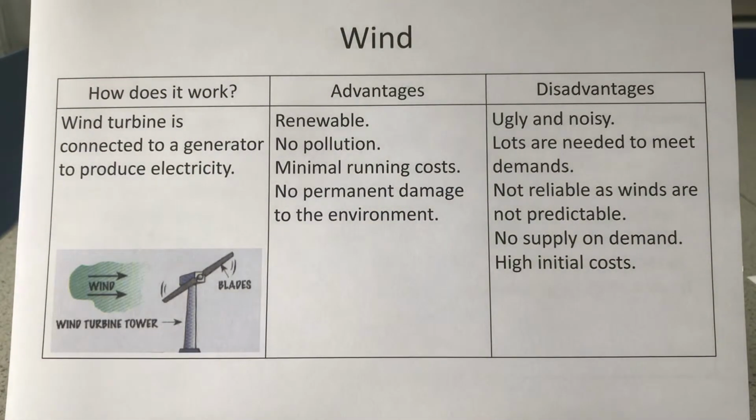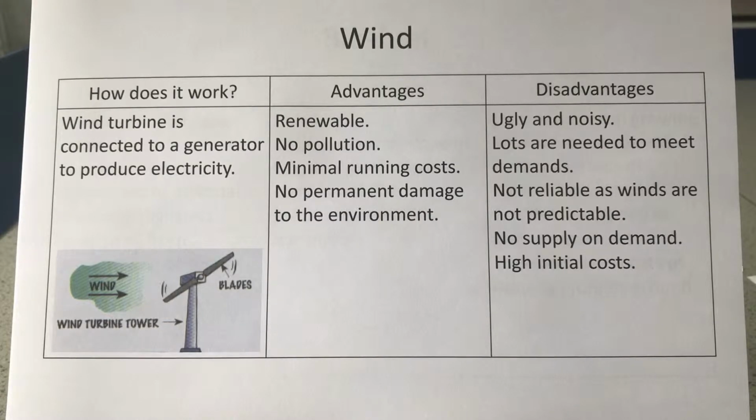Let's have a look at wind turbines. So wind turbines, basically, like we've got that turning turbine in the power station, we've got the wind turning a turbine, which again is connected to a generator to produce electricity. It's renewable, there's no air pollution, there's minimal running costs, and there's no permanent damage to the environment. That means that if we removed the wind turbines from the area, there would be no evidence of them having been there. Disadvantages: people say they're ugly and they're noisy.